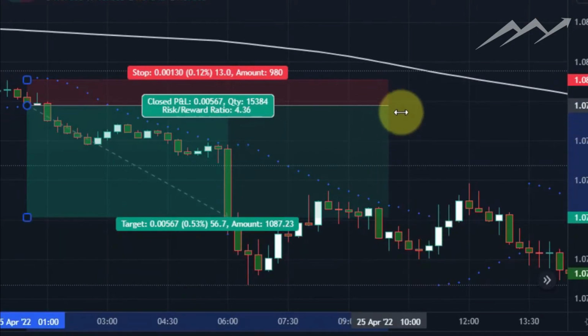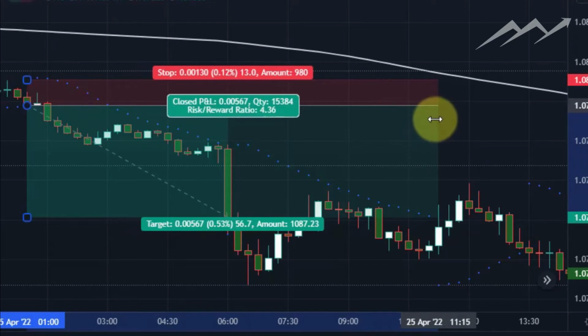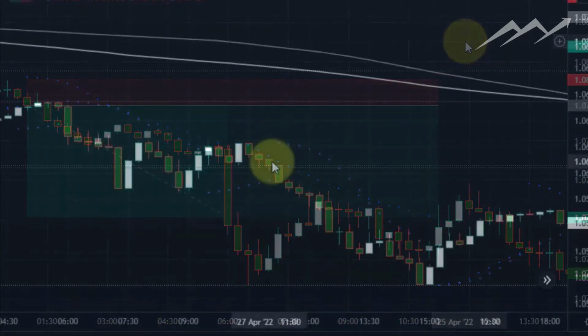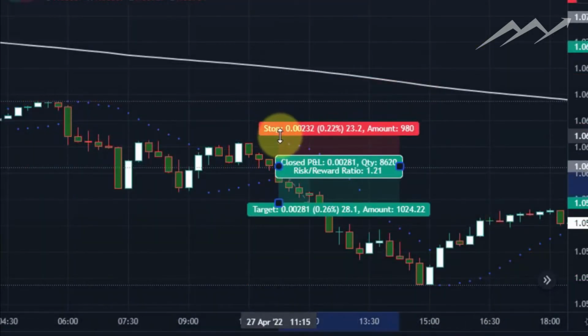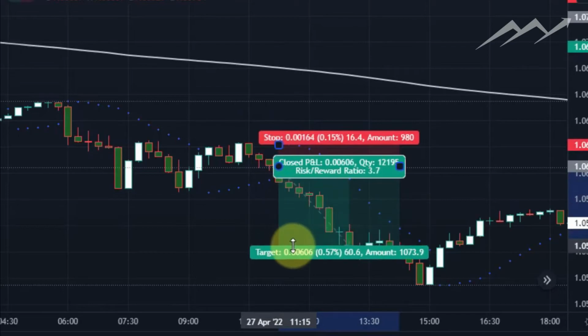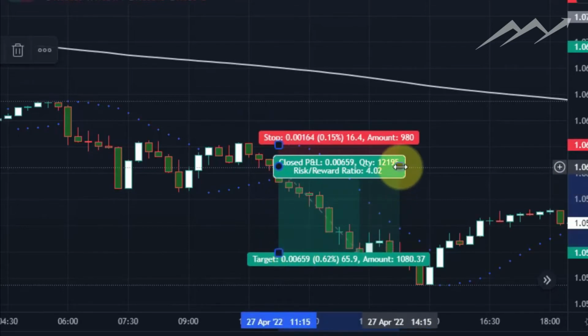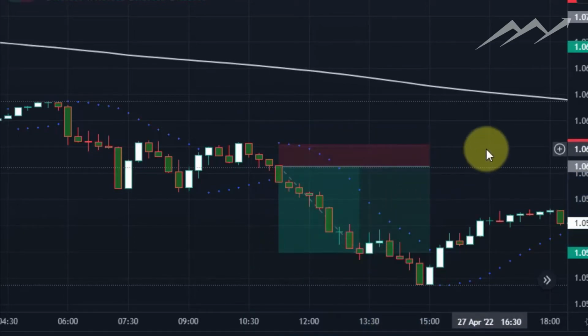There are some important things to note about the Parabolic SAR indicator. Number 1. The Parabolic SAR dots flip when the price stops and changes direction. In other words, Parabolic SAR uses a method called SAR, or stop and reverse, to find the entry signals.